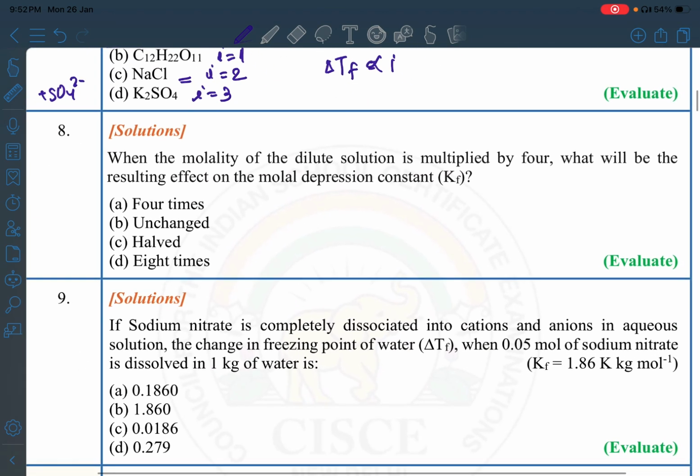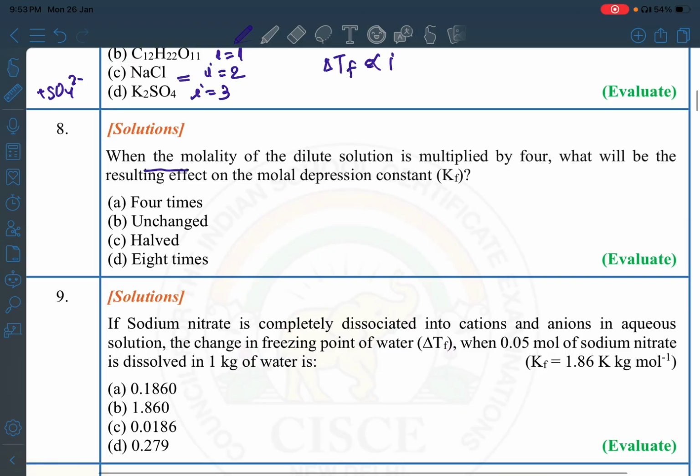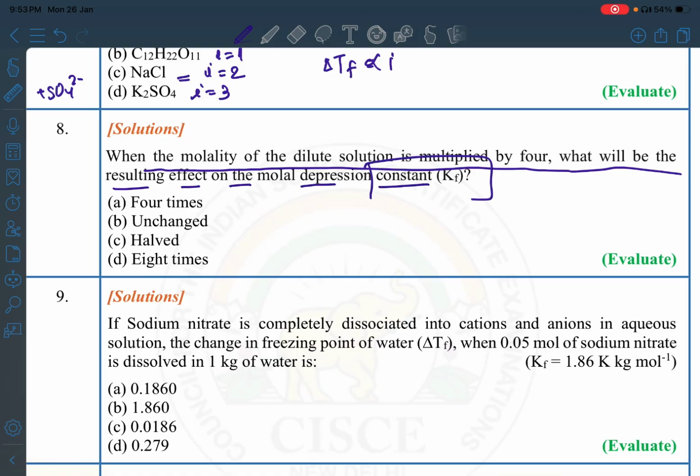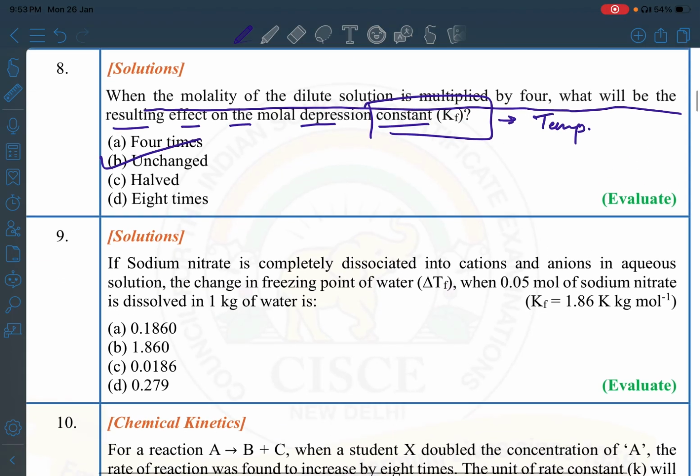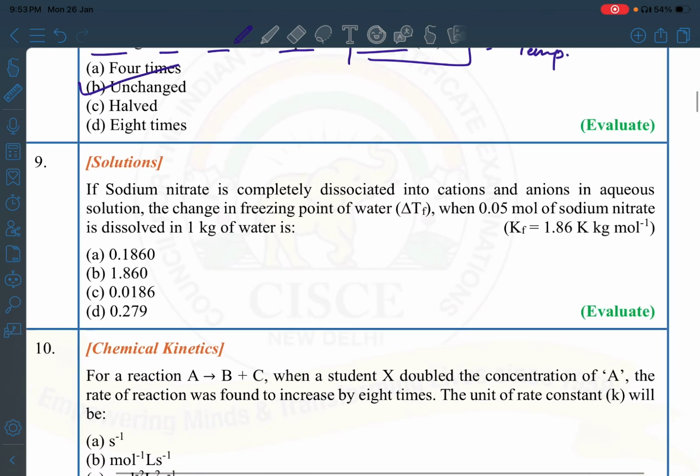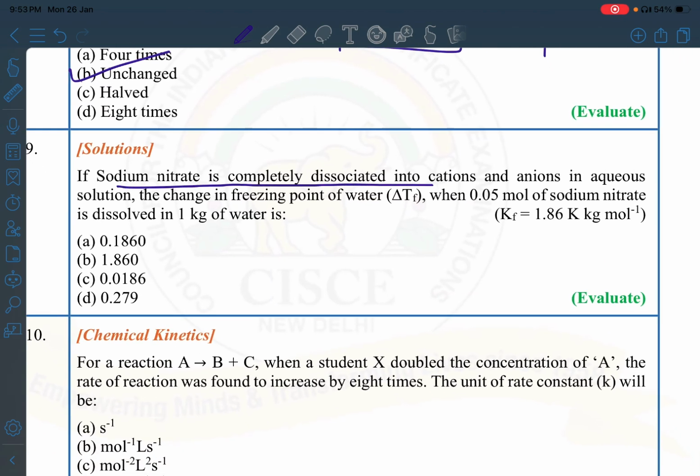Then the next question, question number 8. When the molarity of the dilute solution is multiplied by 4, what will be the resulting effect on the molal depression constant? Okay, it is a constant, and a constant depends on the temperature, not the concentration. So the constant will be unchanged. Okay. Then question number 9. If sodium nitrate is completely dissociated into cations and anions, so sodium nitrate is NaNO3. Completely dissociates means it forms Na+ and NO3-. So the total i is equal to 2.